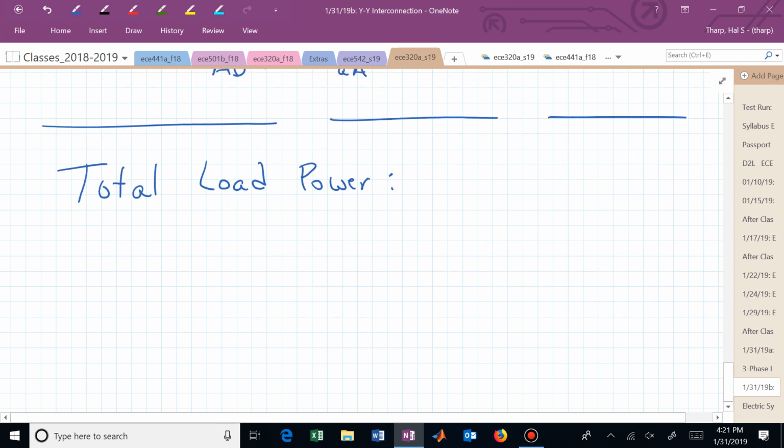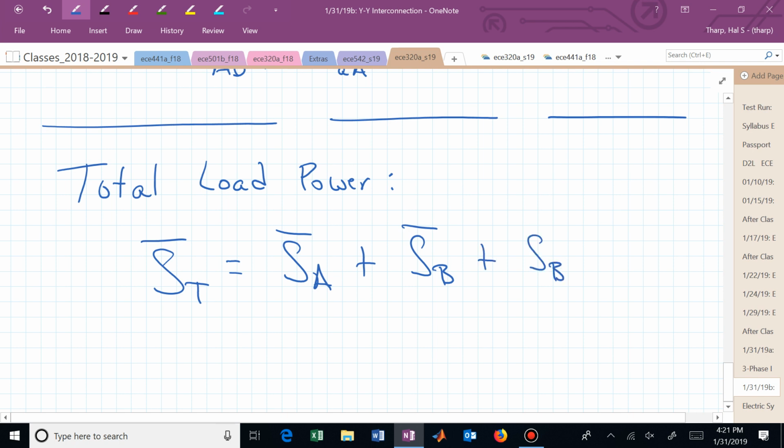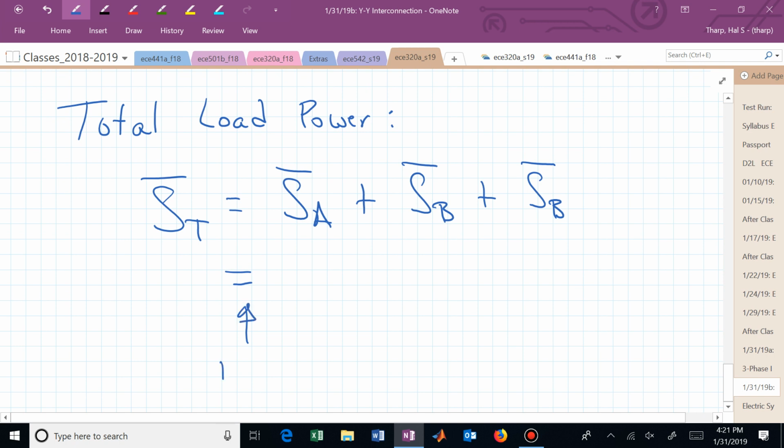What's the total load power? Well, again, it would just be the sum of all three phases. And if it's balanced, then you can get away with just computing one phase. And we might just call that the complex power of S phi.